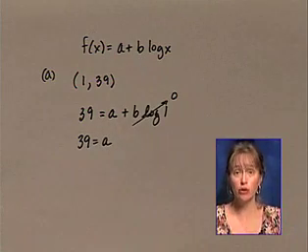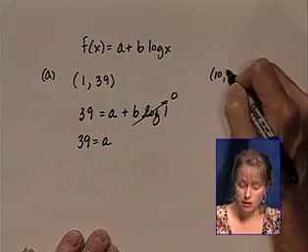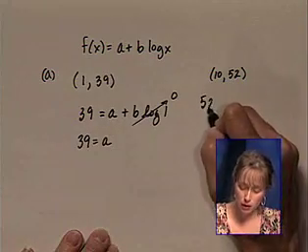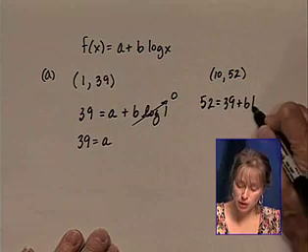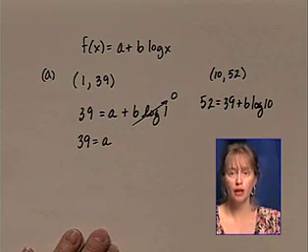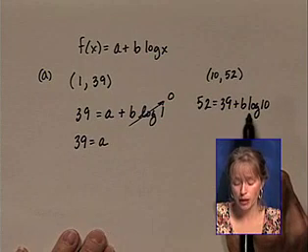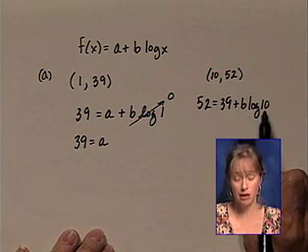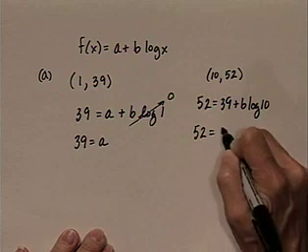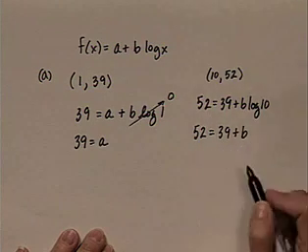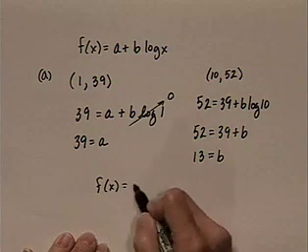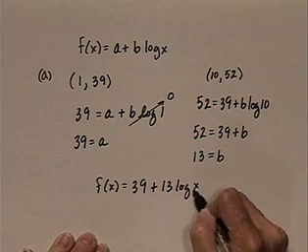So go back to your table and pick any other ordered pair. For example, you might use 10, 52. Now I know that a is 39. What I'm going to do is put 52 for f, 39 for a. I don't know b, but I'll put 10 for x. And now I need to simplify again. And you can use a calculator, but you also know that log base 10 of 10 is asking for what exponent on 10 gives me 10. Well, that number has to be 1. So we see that 52 is 39 plus b times 1. And all I have to do is subtract 39 from 52 to get b is 13. So my model is 39 plus 13 log x. Well, there's another part to this example, so let's continue.